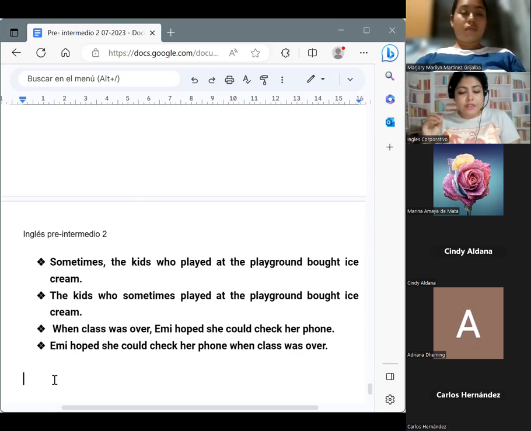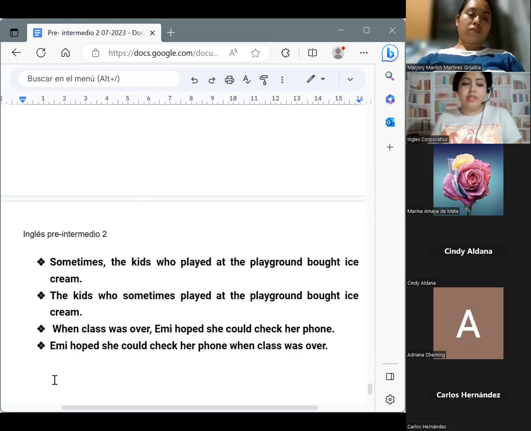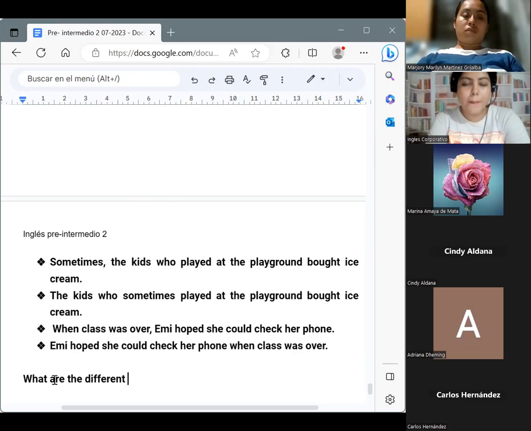Now, what is the difference, or what are the different kinds of modifiers? ¿Cuáles son los diferentes tipos de modificadores? Ya vimos que hay varios tipos de modificadores. Entonces vamos a ver cuáles son los diferentes tipos que existen. So, we have the question, what are the different kinds of modifiers?